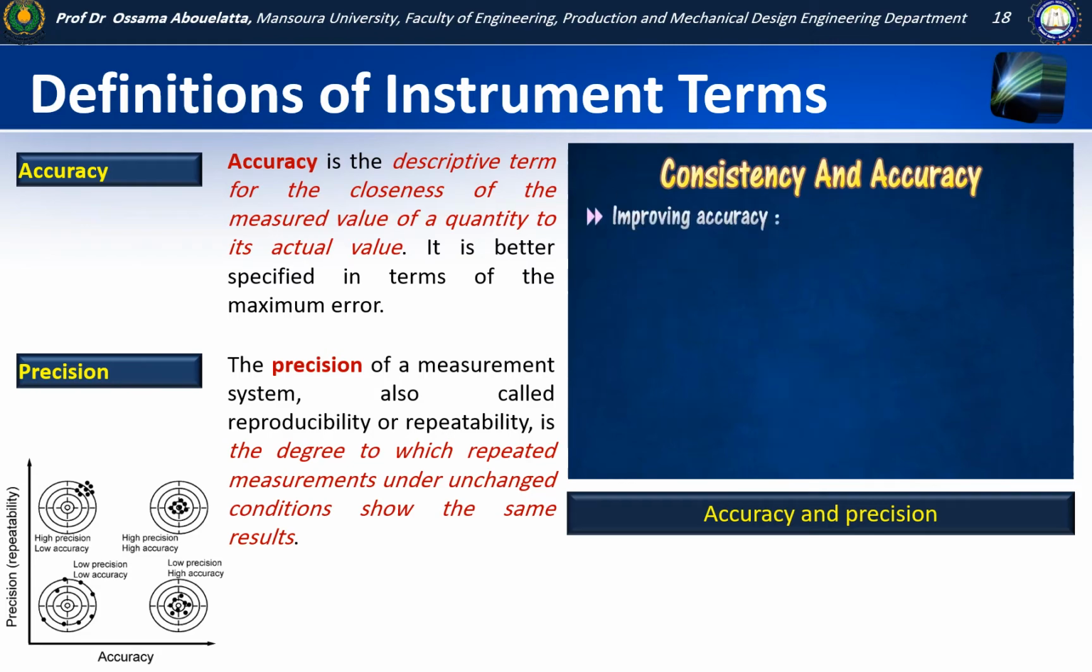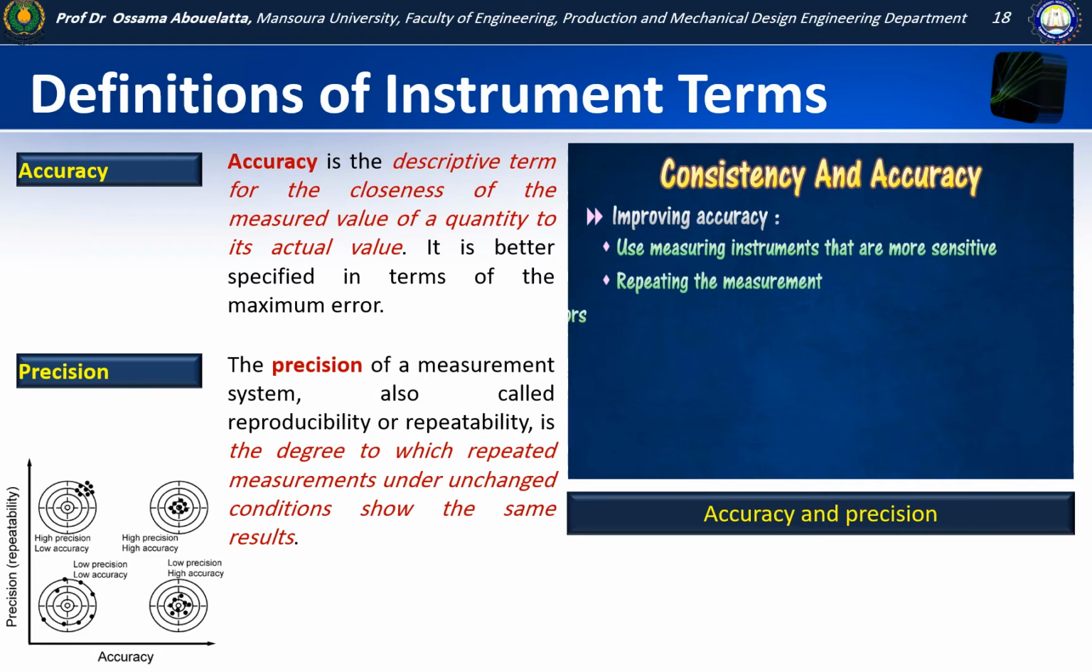The accuracy of a measurement can be improved by using the measuring instrument with a higher sensitivity, taking several readings of the same quantity, and subsequently obtaining the average value. Avoiding parallax error, that is error due to the incorrect positioning of the eye.